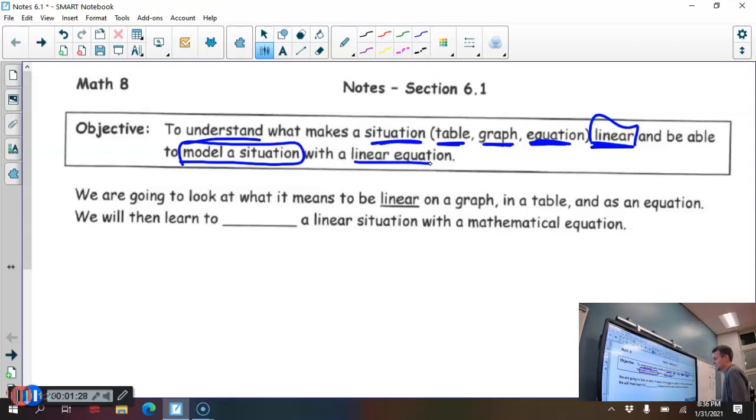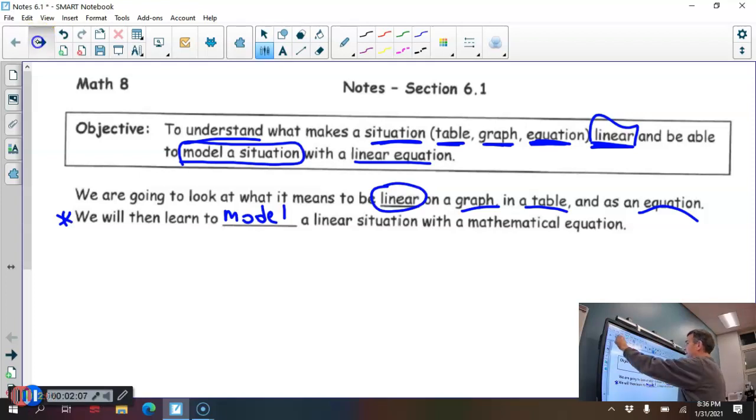All right, so today, I'm going to give you an overview first. We are going to look at what it means to be linear on a graph, in a table, and an equation. And we're going to spend several days on that. We will then learn to model a linear situation with a mathematical equation. And this is specifically what we're going to do today. But first, I'm going to look at what it means to be linear. And then we will talk about modeling a situation.